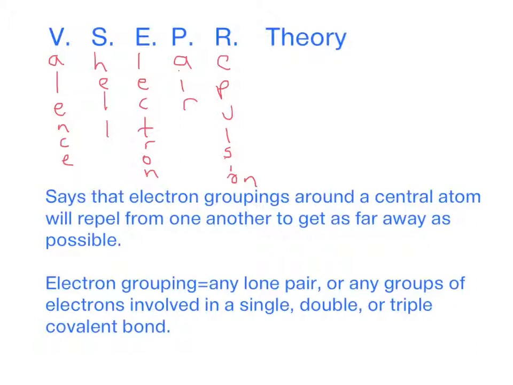So once they get the farthest away, they are happy and they'll take up some type of geometry. And these electron groupings equal any lone pair or any groups of electrons involved in a single, double, or triple covalent bond. So for the purposes of VSEPR theory, we don't treat a single bond any differently than a double or triple bond. They're all considered an electron grouping, as is a lone pair. Which changes the geometry. We're going to have lots of practice with the geometry in class, so let's move on.